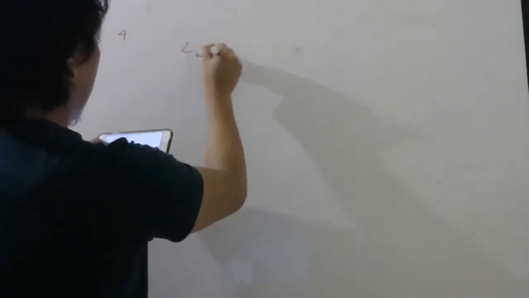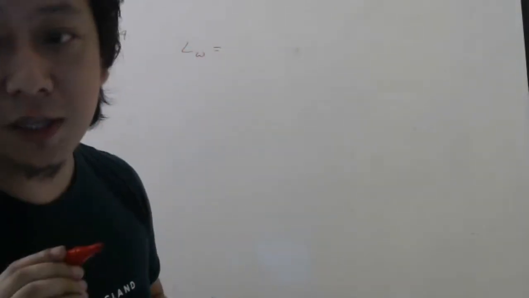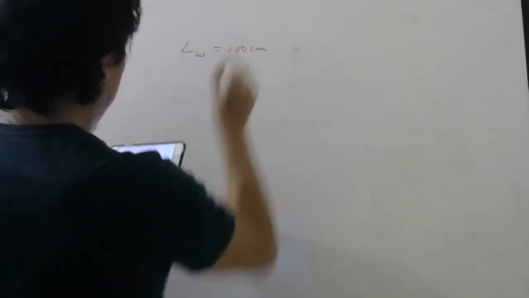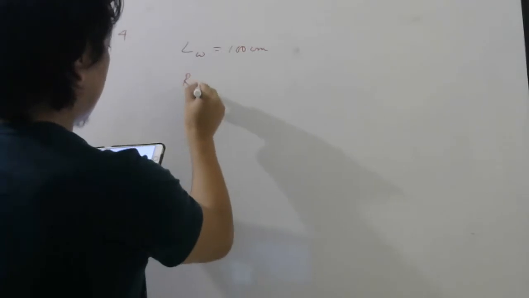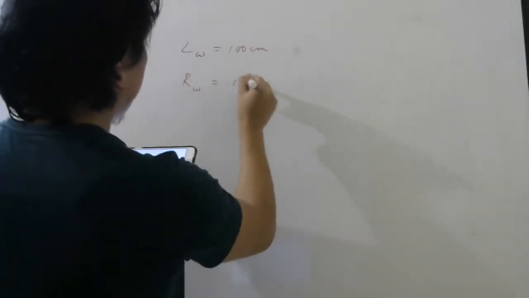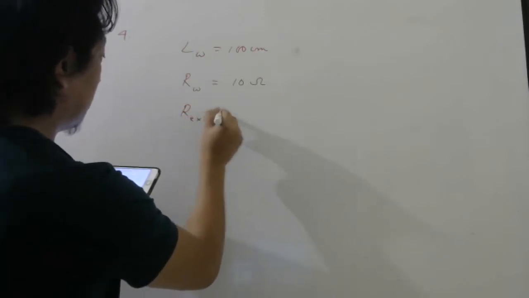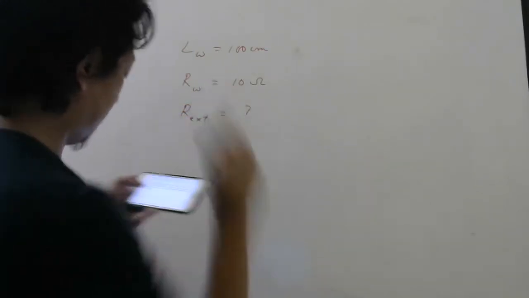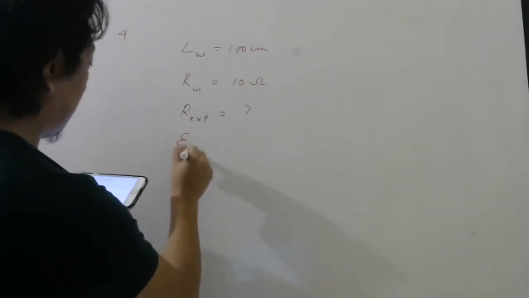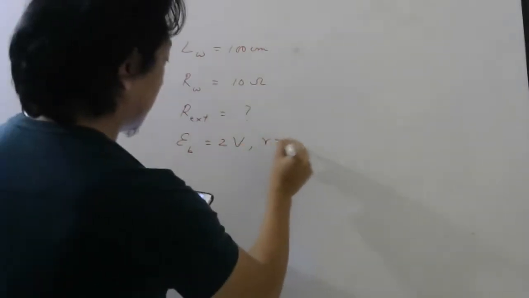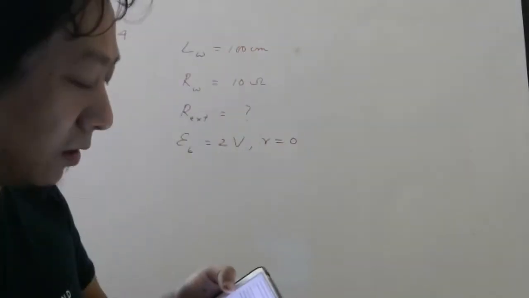A potentiometer wire of length, I write LW. So W, if you see, it is the length of the potentiometer wire, 100 centimeter. Has a resistance, this is the resistance of the wire, 10 ohm. It is connected in series with a resistance, and that resistance is your external, which they have not given, and a battery of EMF 2 volt and negligible internal resistance. Very similar to the question which I gave in the morning.